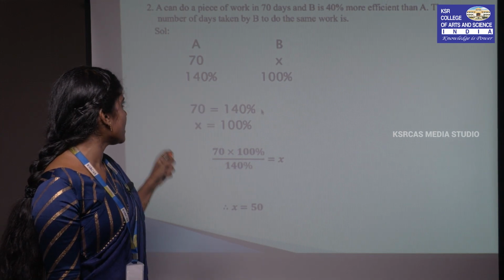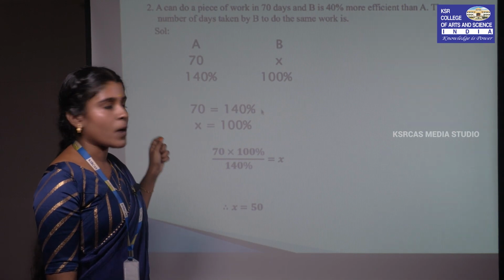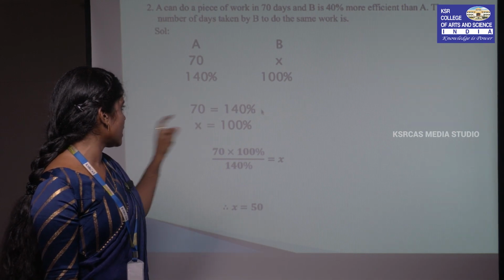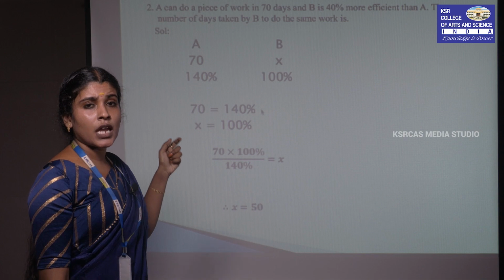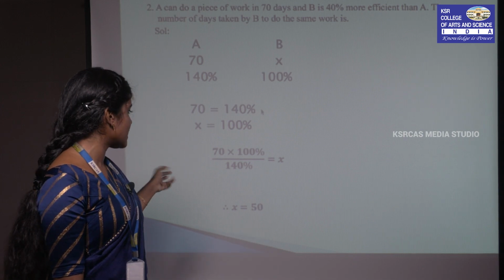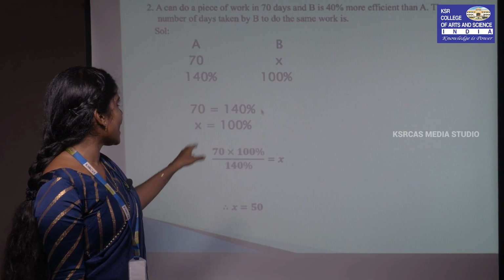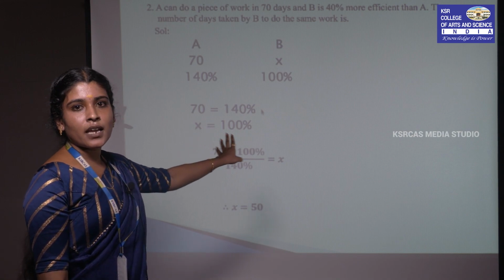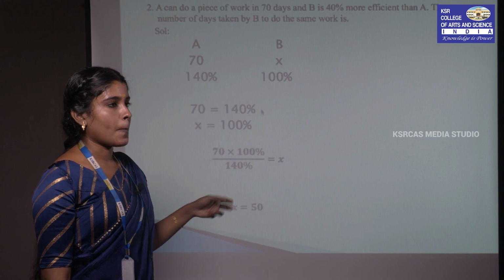Then next we write the given values in equation form. So 70 equal to 140%, then X equal to 100%. Next we have to cross multiply. After simplification, we got X equal to 50. So here we find the answer: B takes 50 days to complete the work.